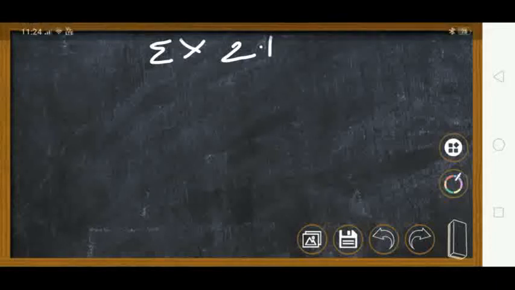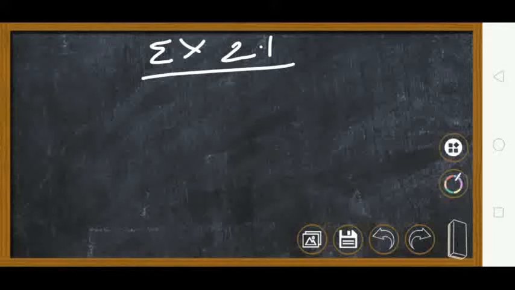Now coming to exercise 2.1. First question is to write any two quadratic equations so that you can write on your own. Second is to decide whether the following are quadratic equations or not. First one you can do, second one you can do. Now third one I will show you.